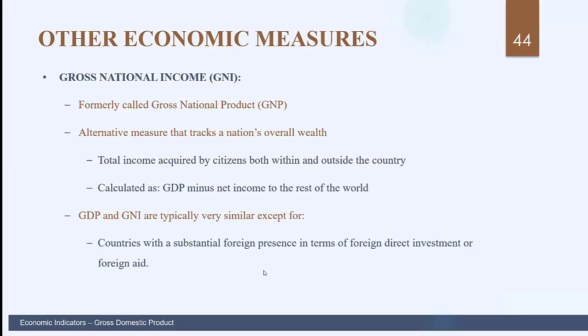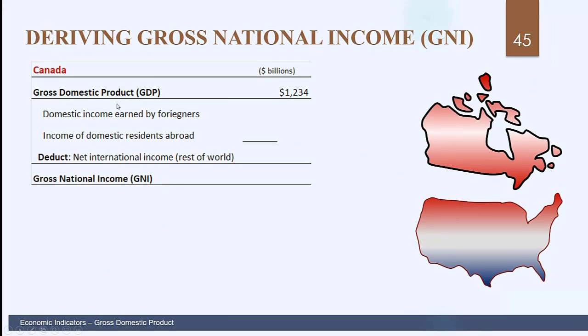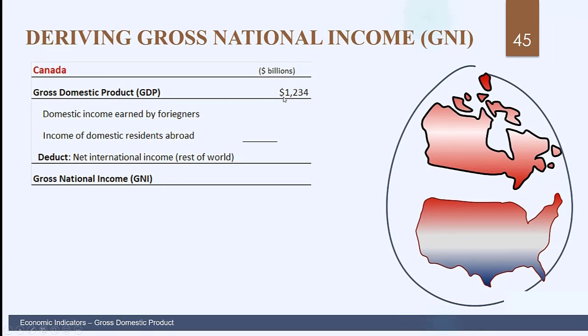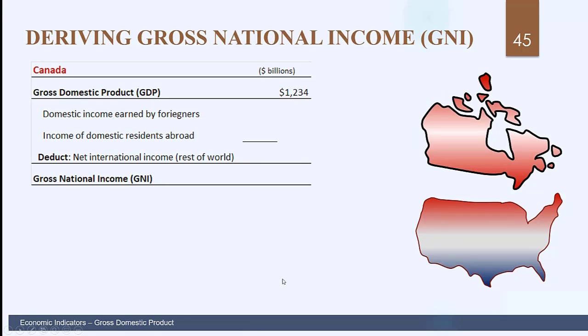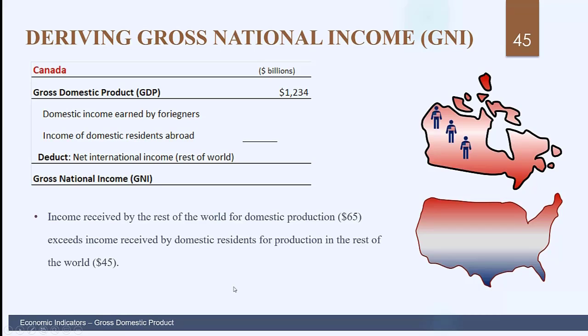Gross domestic product and gross national product are typically very similar, except for countries with a substantial foreign presence in terms of foreign direct investment or foreign aid. Let's look at an example. To keep things simple, let's just assume there are only two countries, Canada and the United States. Now, suppose Canada's gross domestic product is $1.2 trillion. However, $65 billion of gross domestic product was production done by U.S. residents living in Canada. So, domestic income earned by foreigners is $65 billion.